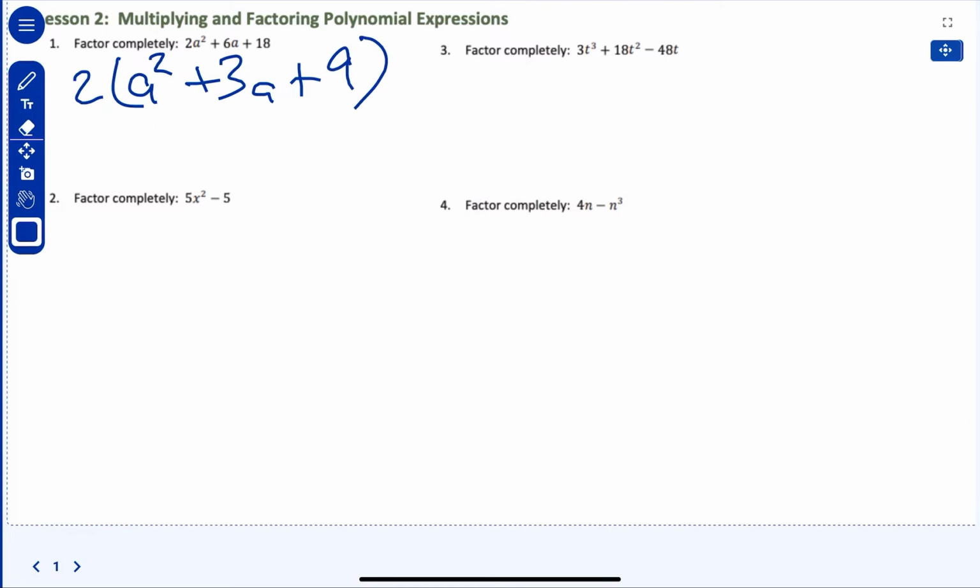Yeah, do distributive property and you should get exactly what you started with. Multiply 2 by each of those terms and you should get exactly what the problem asked. All right. And yes, that is as far as that will factor. Now, number 2 says factor completely. What is our common factor?